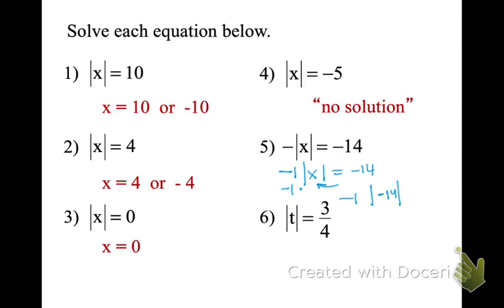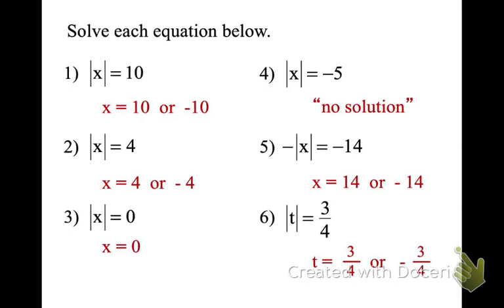Negative 1 times negative 14. Well, we know that this becomes a 14, and we've got that negative 1 outside, so that will work. And then also positive 14. Both work. And it doesn't matter if it's a fraction, it'd be negative 3/4 or positive 3/4 will be equal to t.